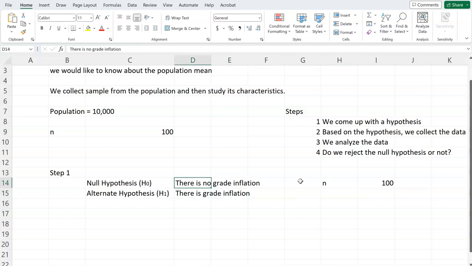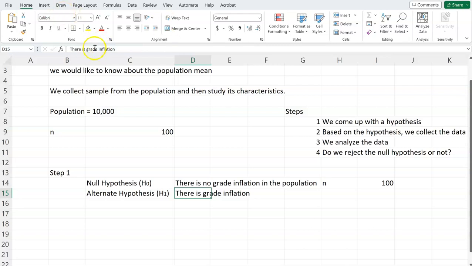But one thing to note here is that even if we're collecting the data of a sample, and we're using the sample to test what the population is doing, the null hypothesis is never of this sample. Even though we're using the sample to get information to reject or not reject the null hypothesis, we are actually testing for the population. So we could say there is no grade inflation in the sample; if we write that, that is incorrect. We should never write that. We should write in the population, because we're testing it for the population.